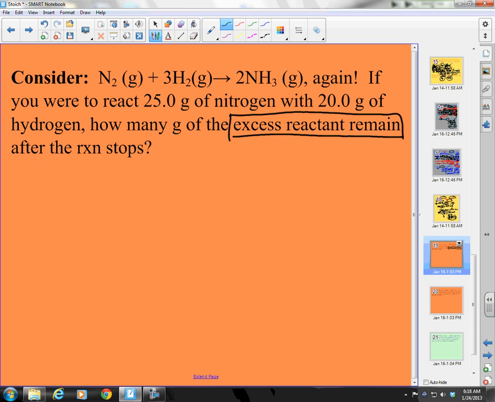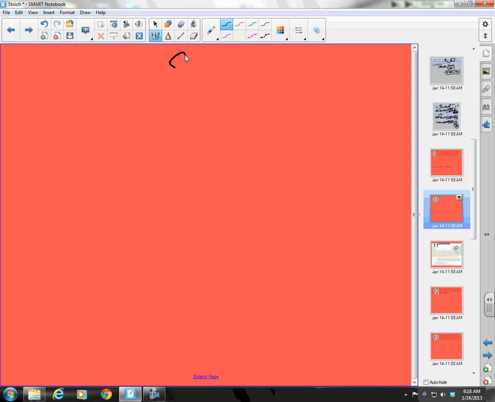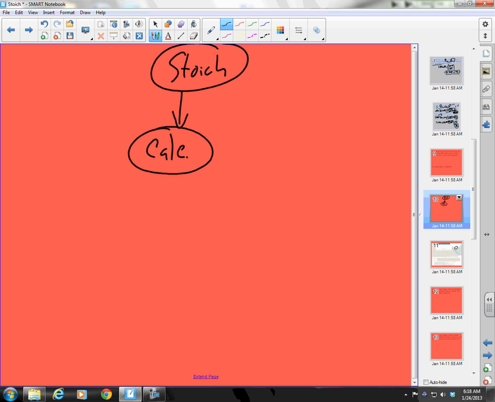Okay, let's talk about the process here. Let's go up and do some notes, right? We've got stoichiometry, and we're right now talking about the calculations that can be done in stoichiometry. And one is very basic, where we go mole of reactant to mole of product, right? And how do we do that? We use our mole ratio, right?